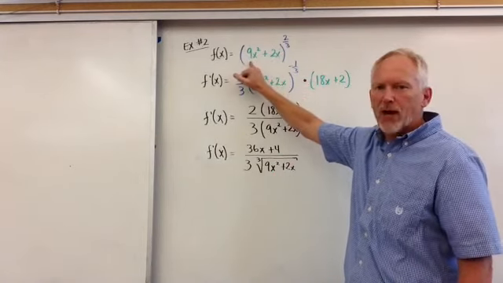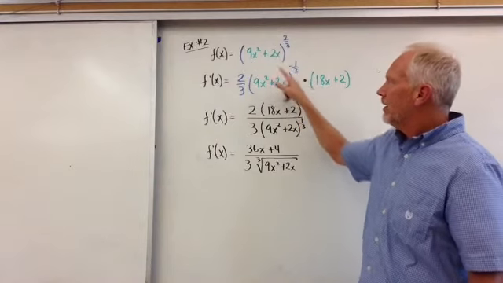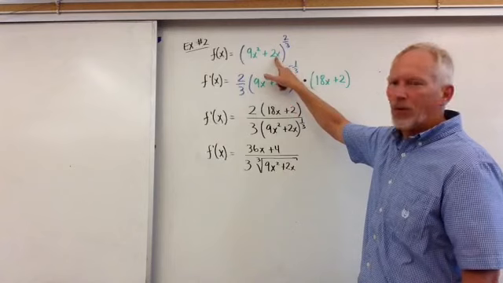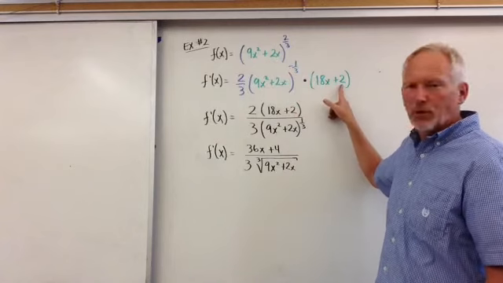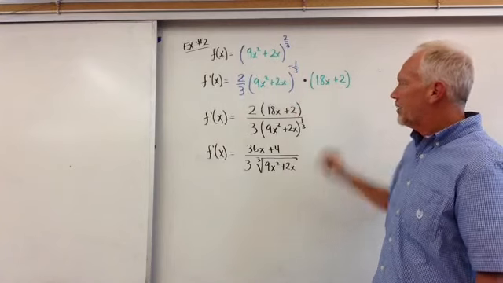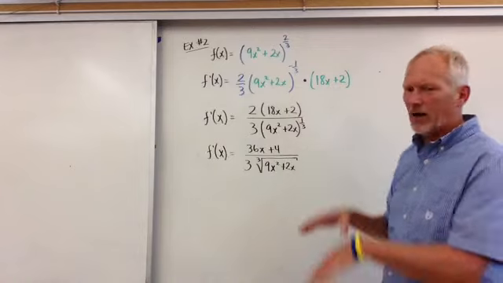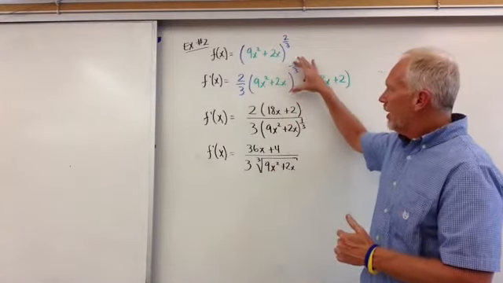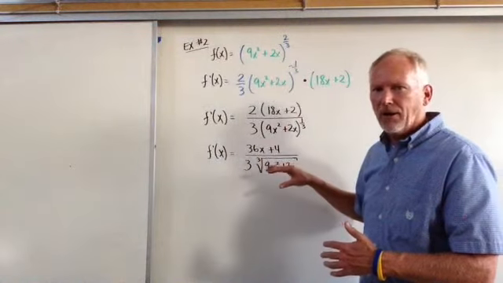Bring the 2 down. 2 times 9 is 18. Reduce the power, we get x to the first power. And then the derivative of 2x is just 2. So we're left with 18x plus 2. All right, so now I've got some configuring to do. I need to move this whole piece to the denominator.